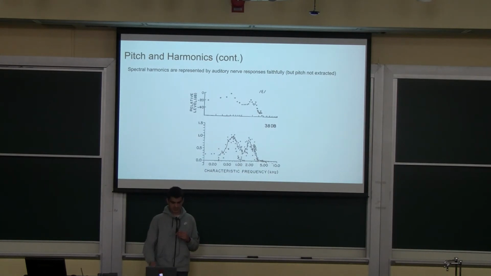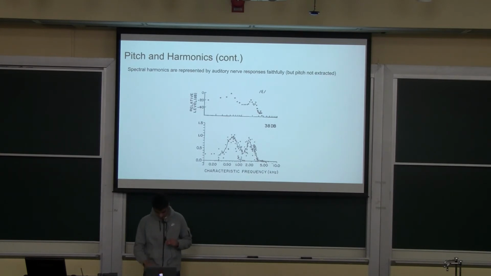Key ideas here, and I'm going to breeze through because I want to leave time for Yushi. First, the harmonics are captured pretty faithfully by the auditory nerve firing. But at the auditory nerve, we're not extracting pitch information yet. Okay, but you are able to capture the harmonic information, or at least represent the spectral harmonics.